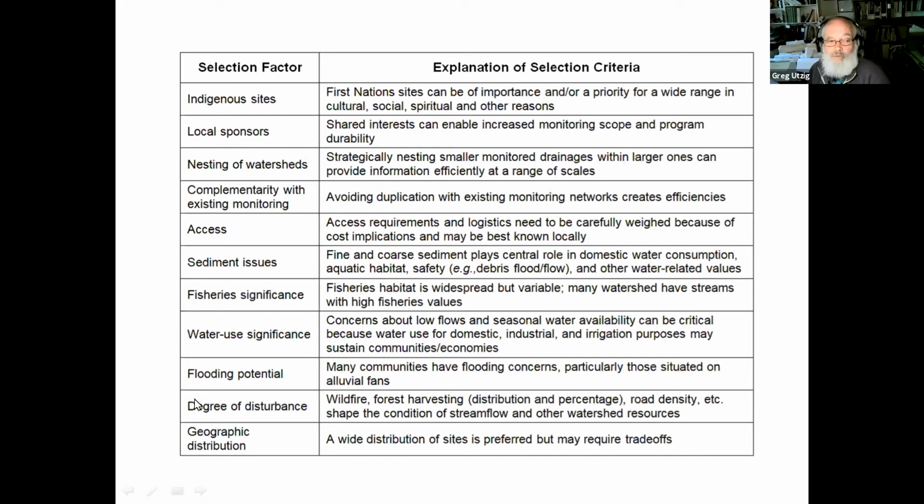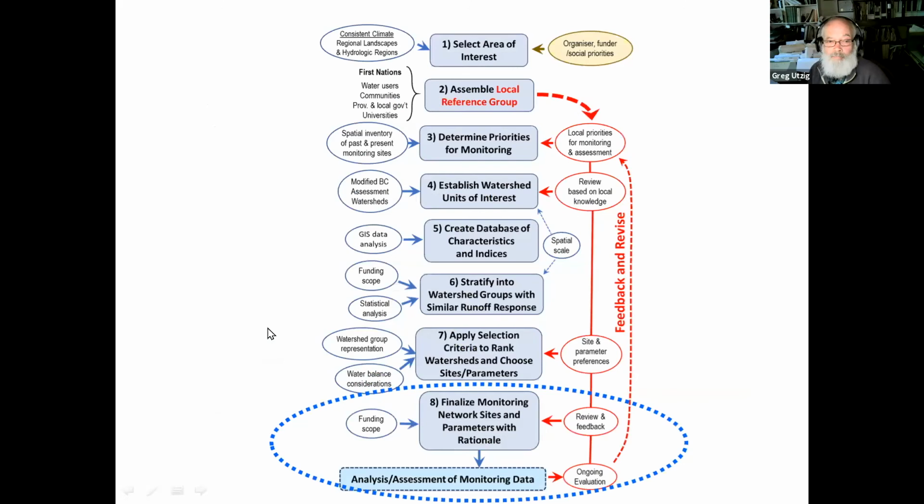And there's also these questions of ongoing disturbance. Do we want to try and pair watersheds, some with disturbance, some without disturbance? And do we get a generally good geographic distribution? So finally, you come up with a final list of which watersheds are your priority and then begin to set up your system.